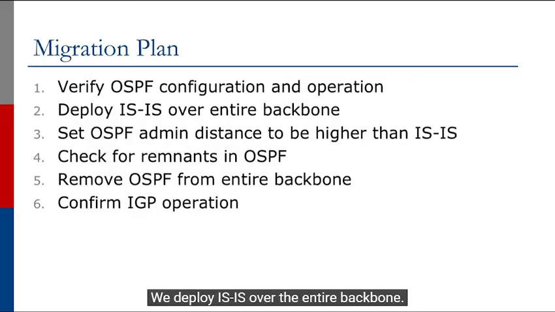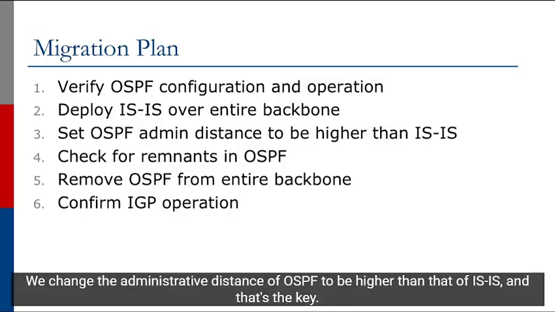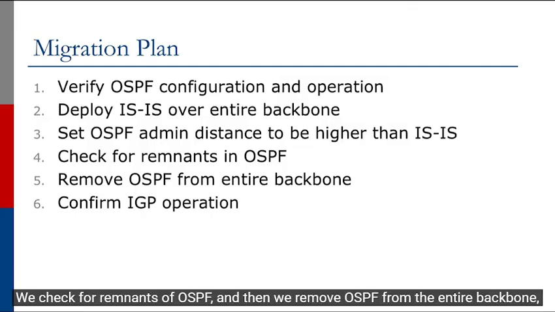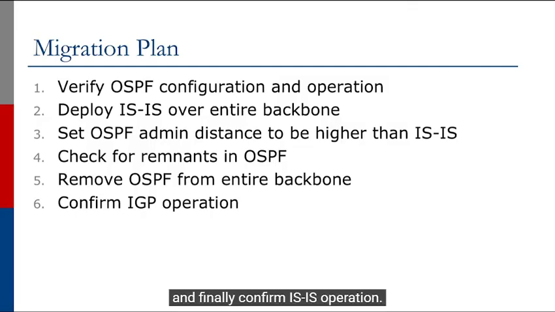We deploy ISIS over the entire backbone. We change the administrative distance of OSPF to be higher than that of ISIS, and that's the key. We check for remnants in OSPF, and then we remove OSPF for the entire backbone, and finally confirm ISIS operation. So let's look at each in turn.